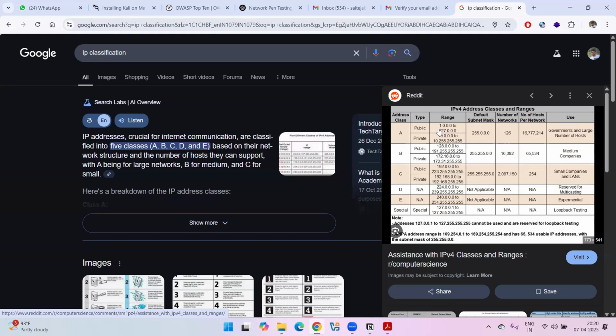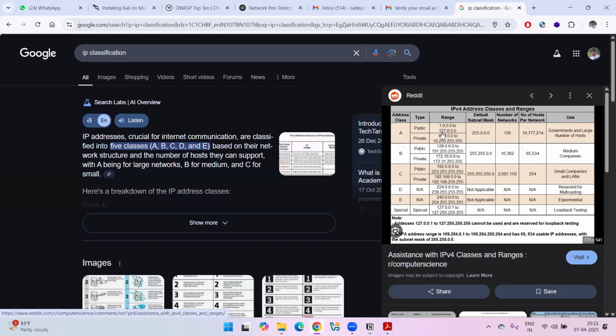Okay. Now, class A. First I am focusing on class A. Class A will be from 1 to, sorry, 1 to 126. If you see any IP address in between 1 to 126... Sai, you're saying 1 to 126, but here I can see 127. In this image, you can see, right? Class A public starts from 1 to 127, but you're saying 126.